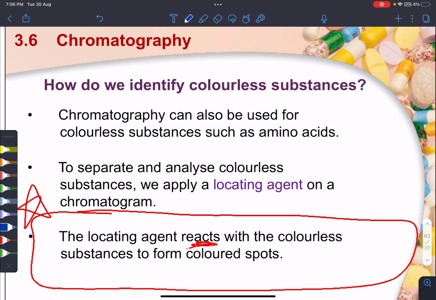So you need to write down exactly that in the box here. That is a 1 mark guarantee. It reacts with the colorless substance to form colored spots. Don't tell me it gives color, a dye. No, cannot. It's a reaction. It reacts with the colorless substance to become colored. Cool.